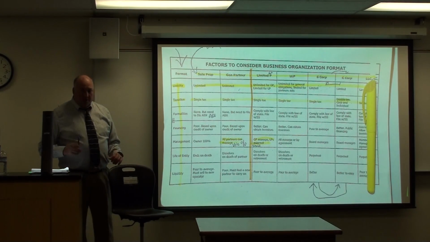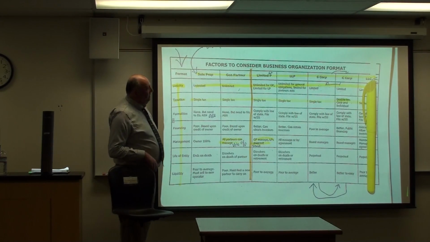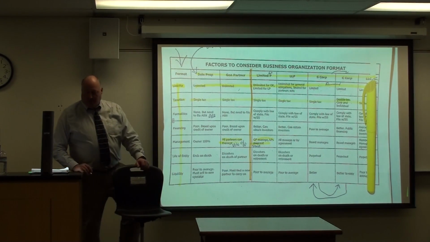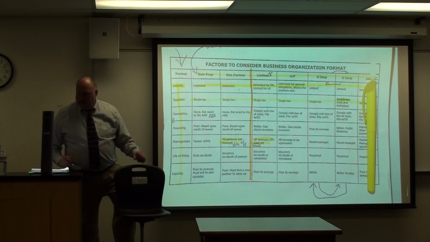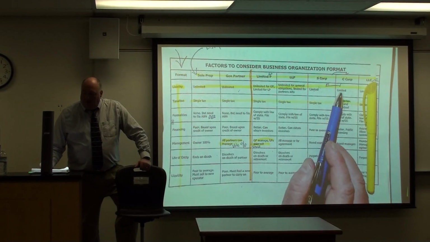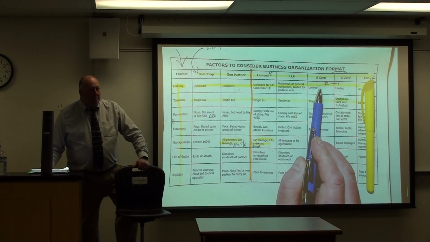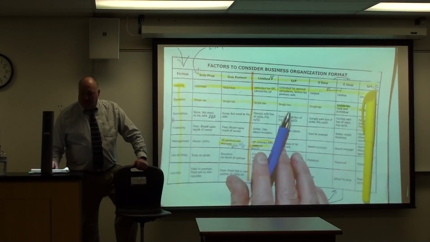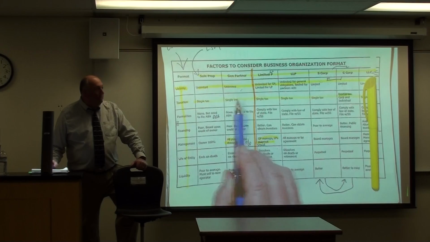So that's where S corporations came from. The idea behind an S corporation in the mid-80s, 1986, was to allow for the limited liability protection of a C Corp, but the single tax benefit of sole proprietorship or a partnership form.